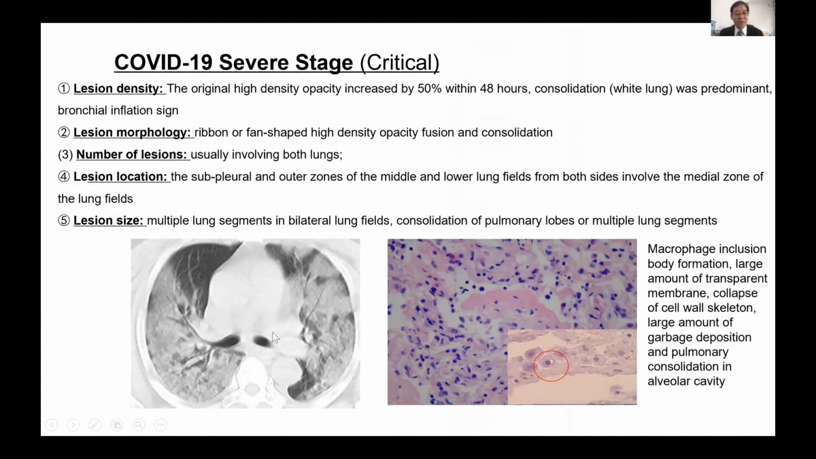The subpleural and outer zones of the middle or lower lung fields on both sides involve the medial zone of lung fields. Multiple lung segmental bilateral lung fields. Consolidation, primary level multiple lung segmental. You can see white lung.